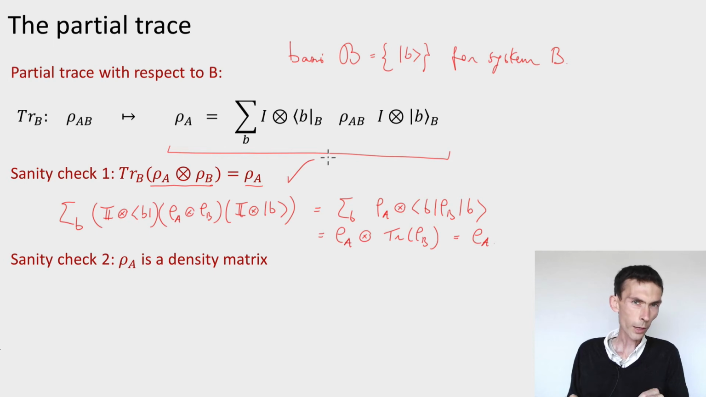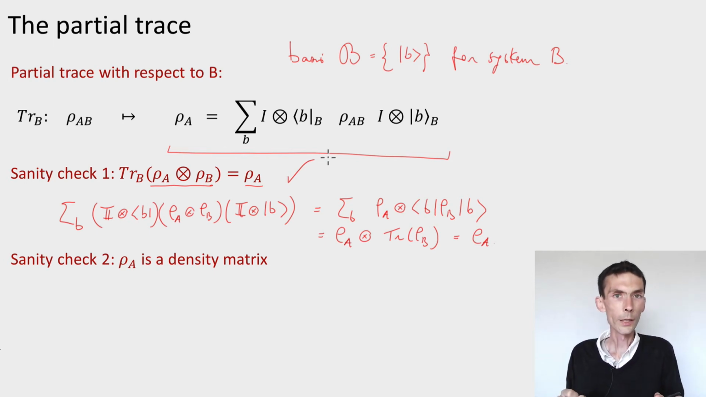Good. Let's do a second sanity check. I am calling this a reduced density matrix. I am calling it a mixed state, a description of the state on system A. We should make sure that this thing is always indeed a density matrix.